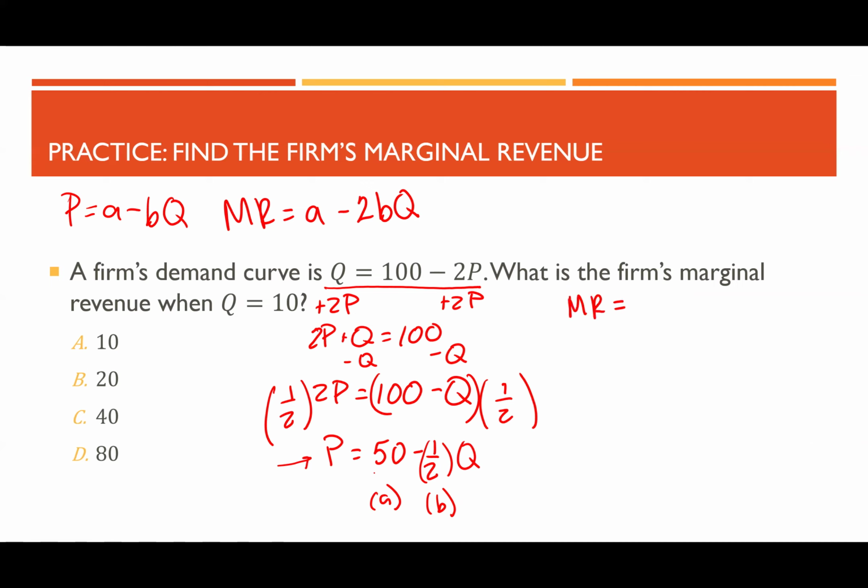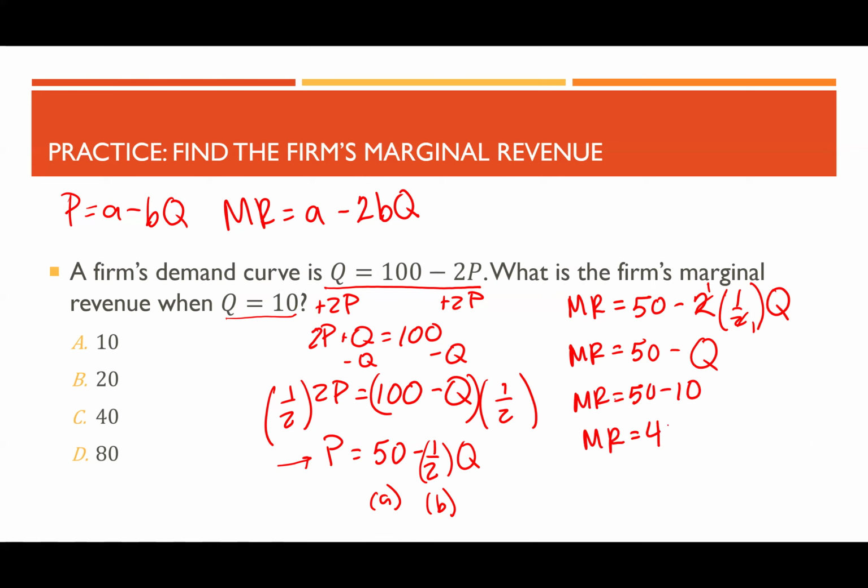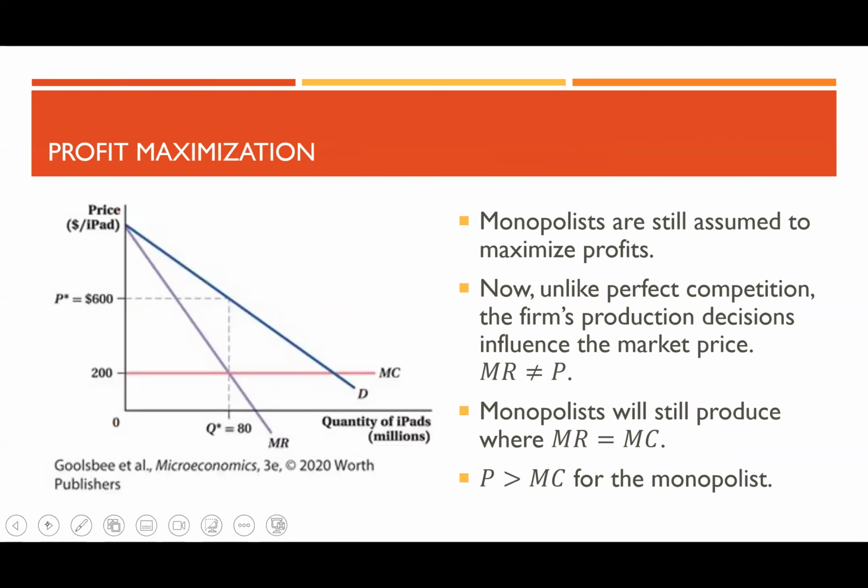So marginal revenue equals A, which is 50, minus 2 times B, which is 1/2, times quantity. So simplifying, we get marginal revenue equal to 50 minus 2 times 1/2. That leaves us with 1, right? 2 goes into itself once. So we are left with marginal revenue of 50 minus Q. The next part of the question asks us what the firm's marginal revenue is when quantity equals 10. So we're just going to substitute 10 for our quantity term, and we'll get that marginal revenue is equal to 40. All right, so C is our answer again, and we are correct.